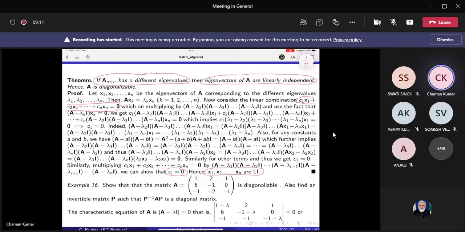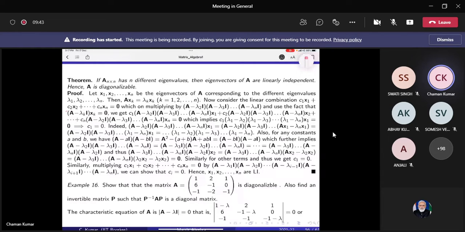And from the previous theorem, we can say that A is diagonalizable. So if you want to show that A is diagonalizable, you just calculate the eigenvalues. If the eigenvalues are distinct, then immediately you can say that A is diagonalizable. If the eigenvalues are not distinct, then you cannot say anything about diagonalizability. It can be diagonalizable, it can be non-diagonalizable.